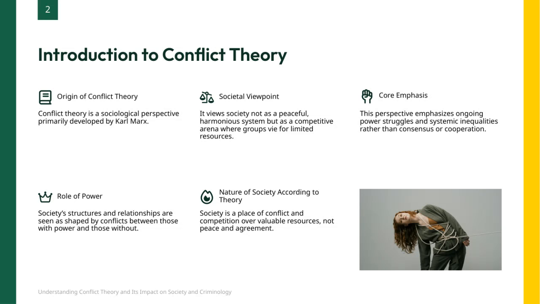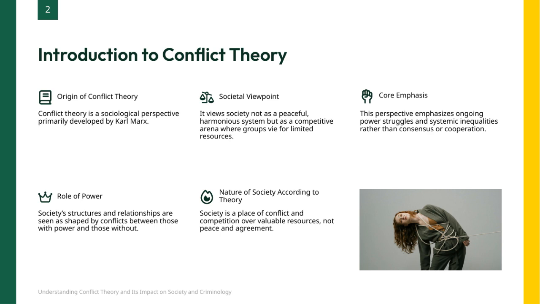Conflict theory, which was mainly developed by Karl Marx, offers a unique way of understanding society. Instead of seeing society as a peaceful or harmonious place, it views it as a competitive arena where different groups are constantly competing for limited resources. The key focus here is on ongoing power struggles and systemic inequalities, rather than cooperation or consensus. This means that the structures and relationships in society are shaped by conflicts between those who hold power and those who do not. Essentially, according to this theory, society is defined by conflict and competition over valuable resources, rather than by peace and agreement.